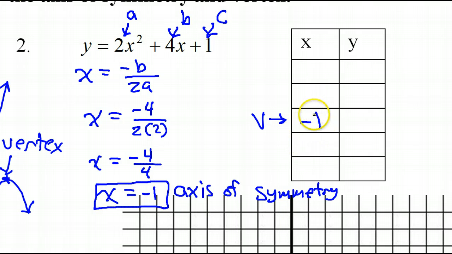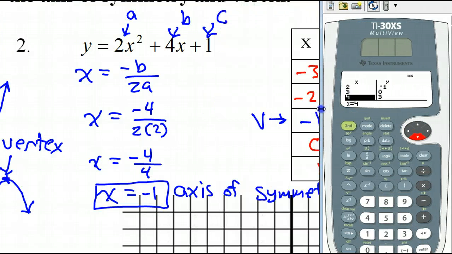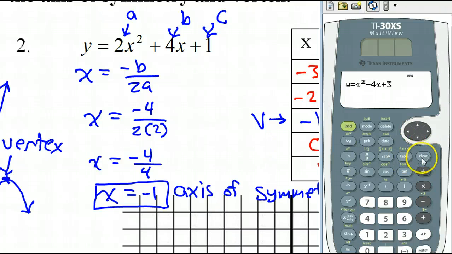Now if I go less than -1, I'm going to go -2, -3. If I go greater than -1, I'm going to be at 0 and then 1. So these are the x values. So it's time to put this into our calculator. I think I'll just use this. So go back to the table, clear the equation that's in there. So we have 2x squared plus 4x plus 1. Hit enter 5 times.